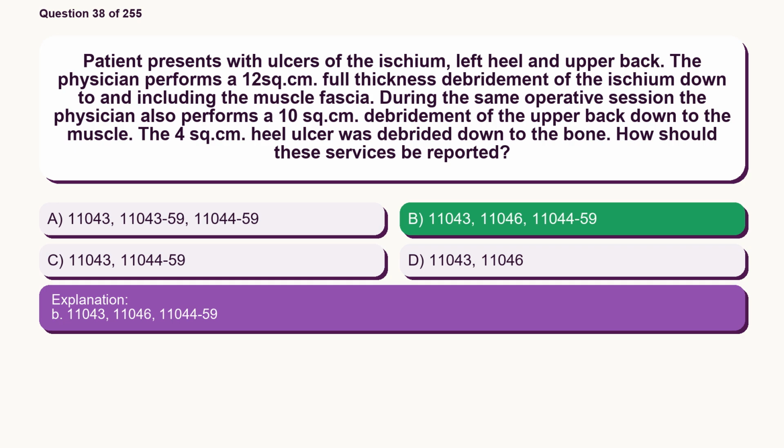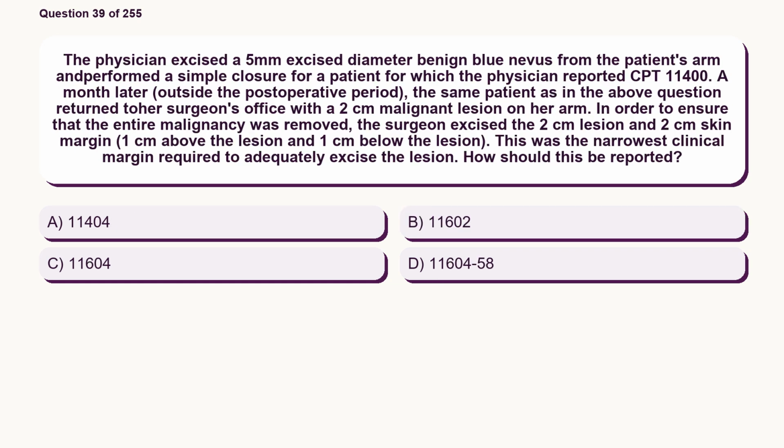Question 39. The physician excised a 5 mm excised diameter benign blue nevus from the patient's arm and performed a simple closure, for which the physician reported CPT 11400. A month later, outside the postoperative period, the same patient returned to her surgeon's office with a 2 cm malignant lesion on her arm.